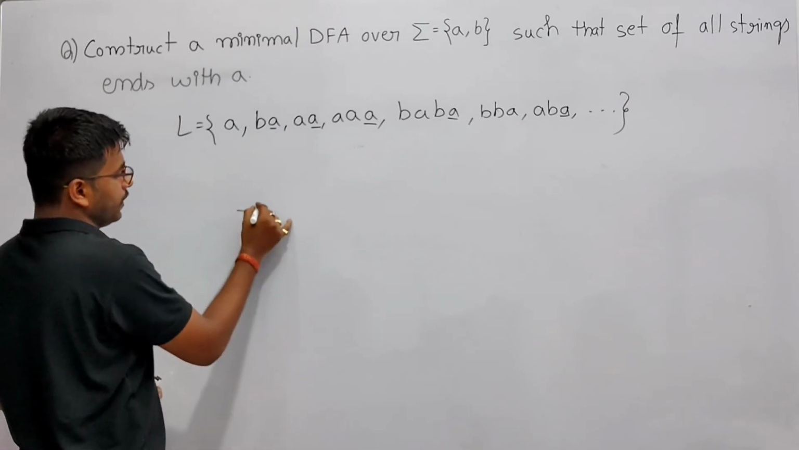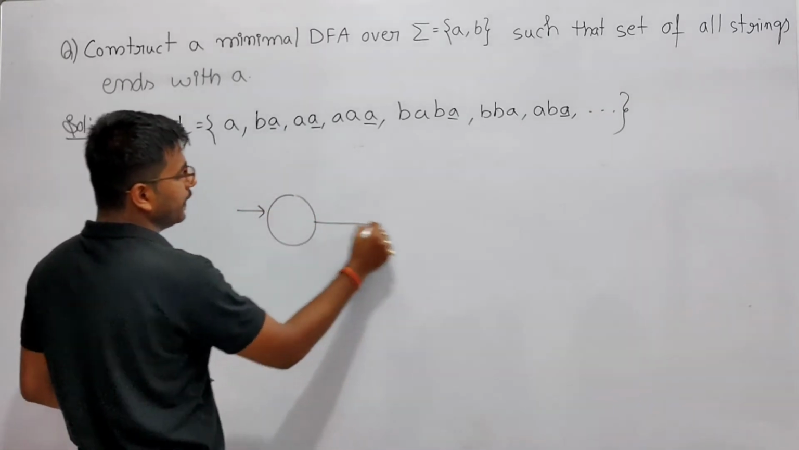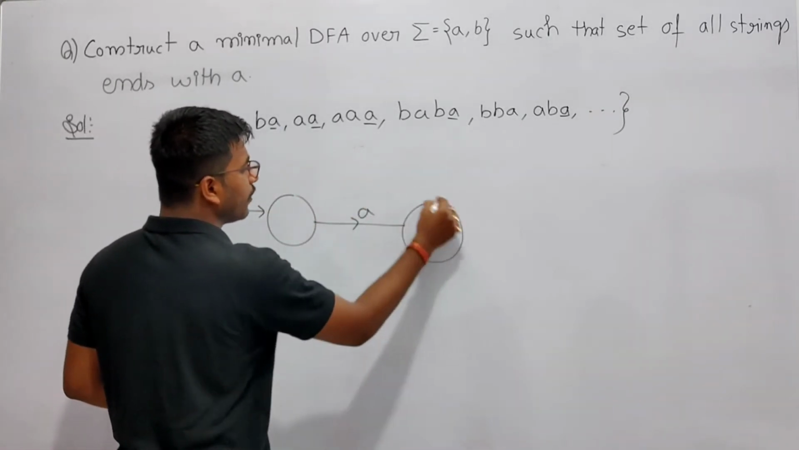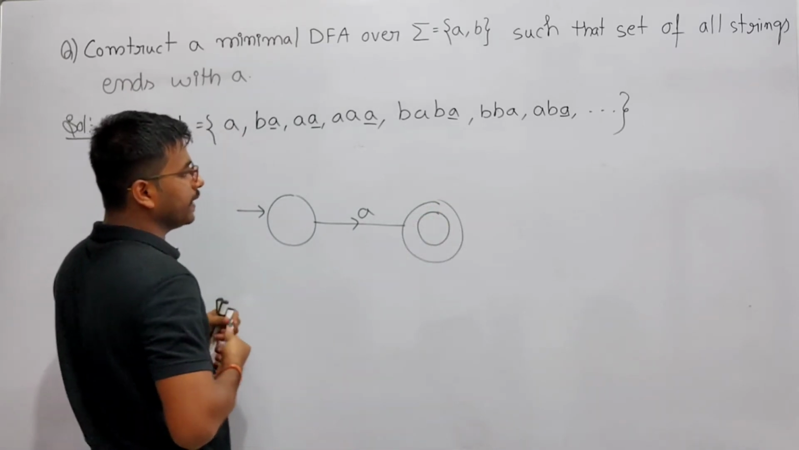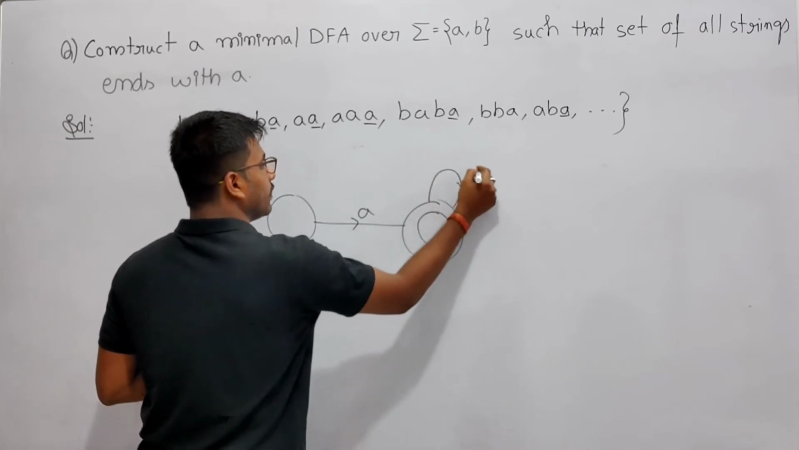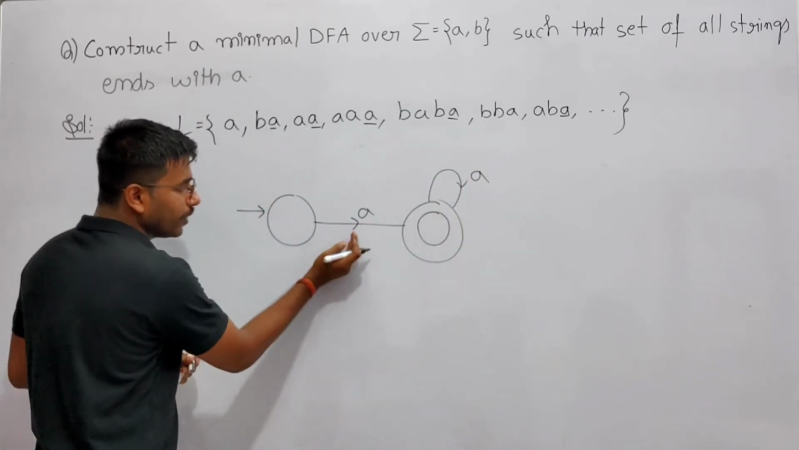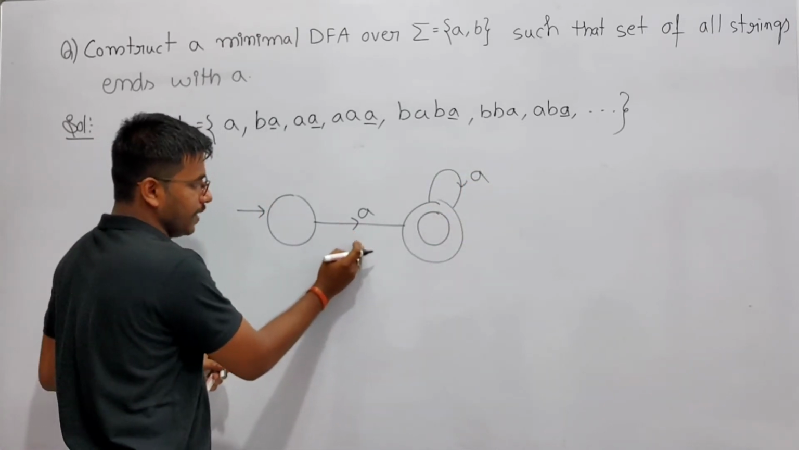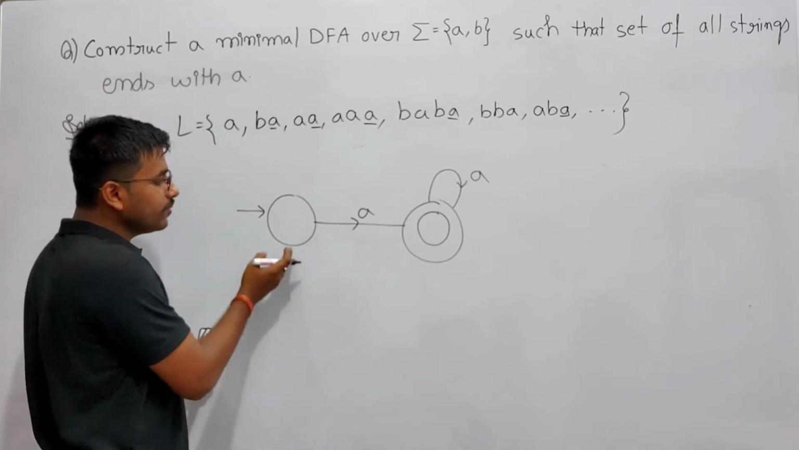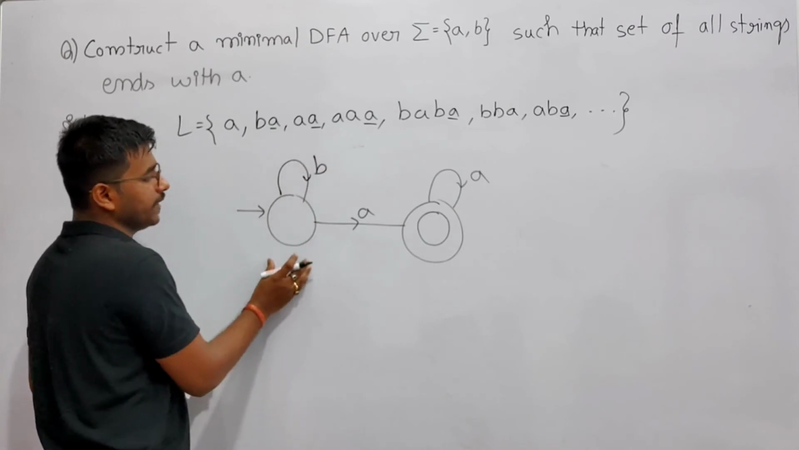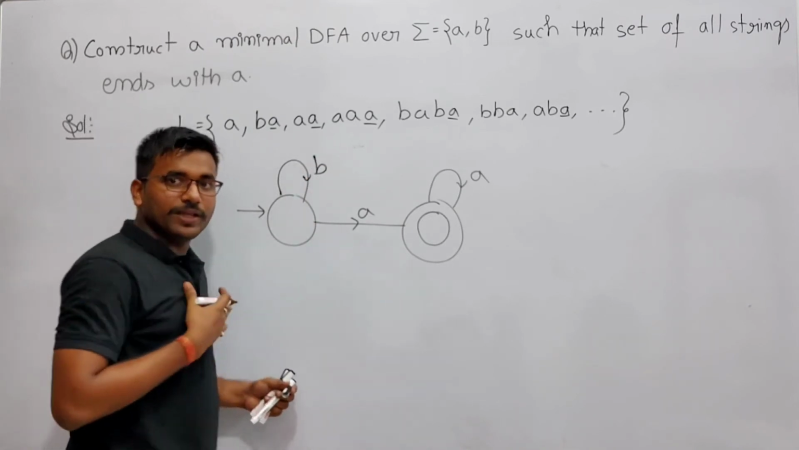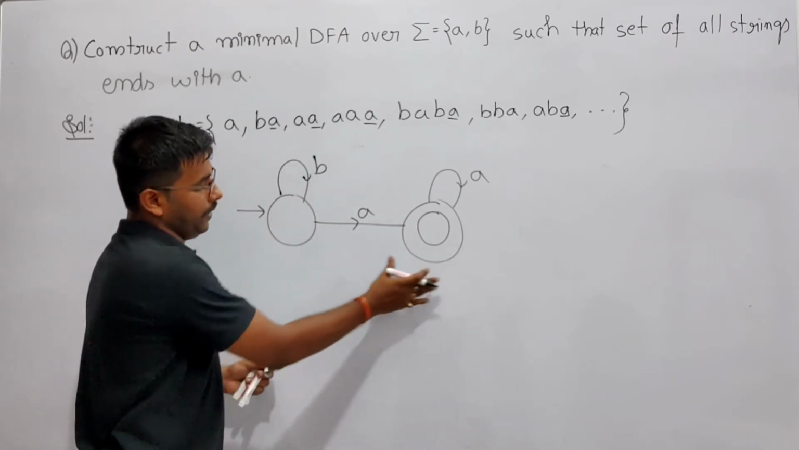So how will we do it? In the initial step, by getting a, I am assuming that now it ends with a. Now if you are getting any number of a's, you stay there only. Now it ends with a. Before getting the first a, I can have any number of b's, and I will wait there for a. So if you are getting any number of b's, I am waiting for a. If you get a, I am assuming that it ends with a, accepted.